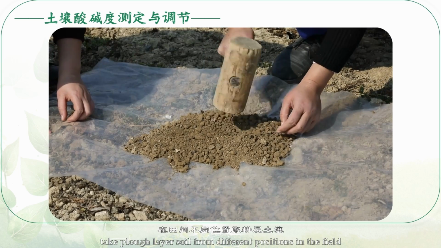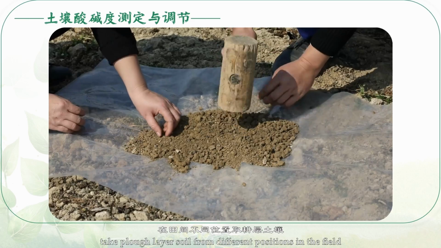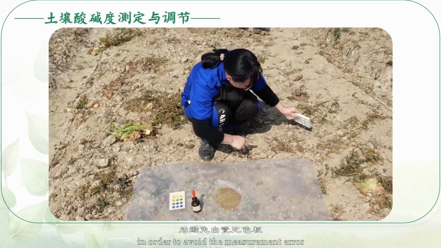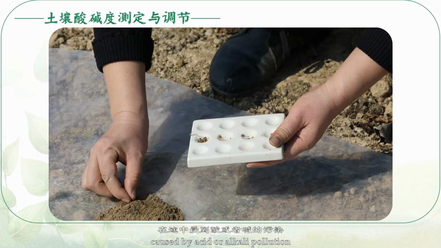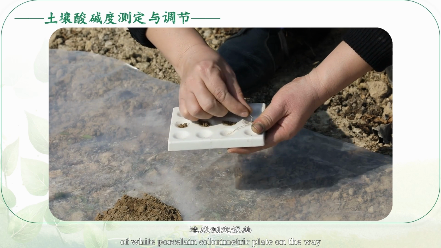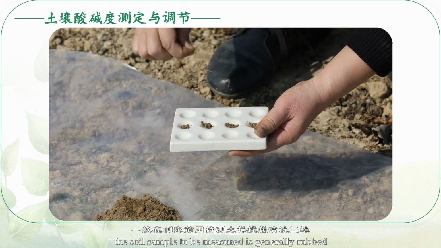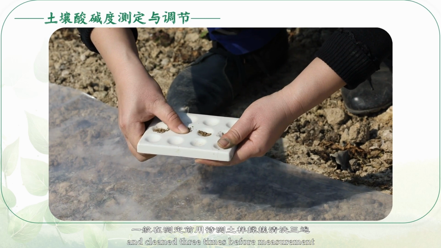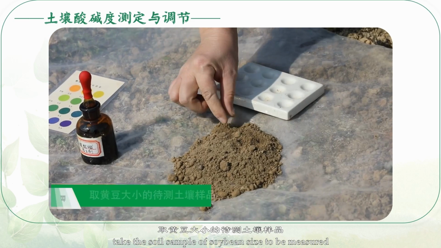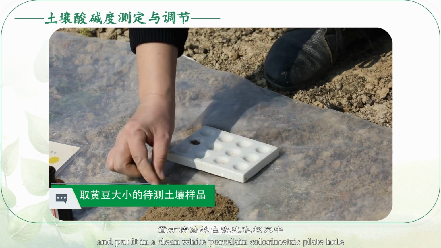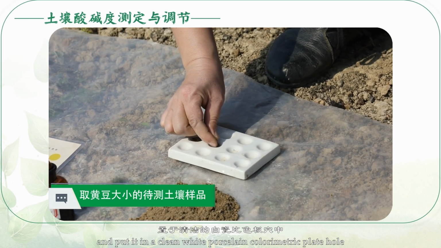Experimental procedure. Take plow layer soil from different positions in the field. Mash it and mix it evenly. Pay attention to avoid measurement error caused by acid or alkali pollution of the white porcelain colorimetric plate. The soil sample to be measured is generally rubbed and cleaned 3 times before measurement. Take the soil sample of soybean size to be measured and put it in a clean white porcelain colorimetric plate hole.